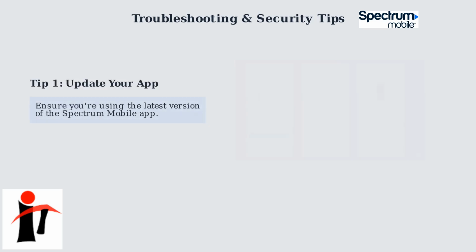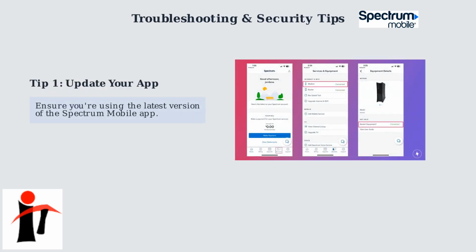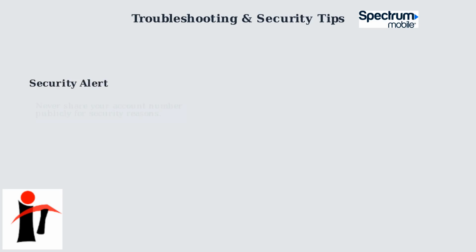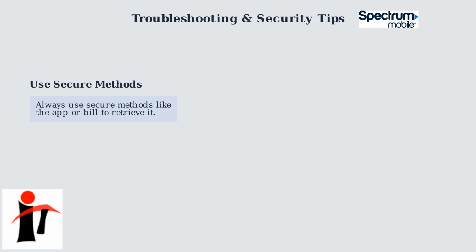First, ensure you're using the latest version of the Spectrum Mobile app. If you can't access the app or your bill, contact Spectrum Mobile customer support. Never share your account number publicly for security reasons. Always use secure methods like the app or bill to retrieve it.